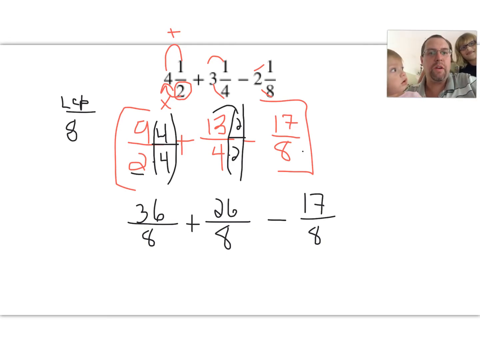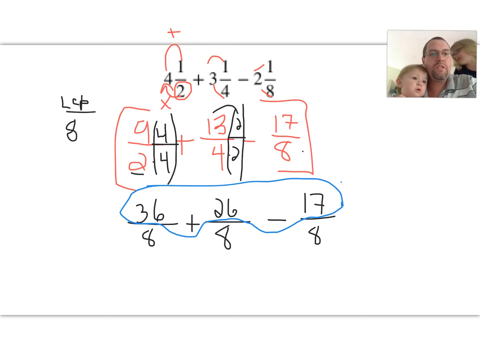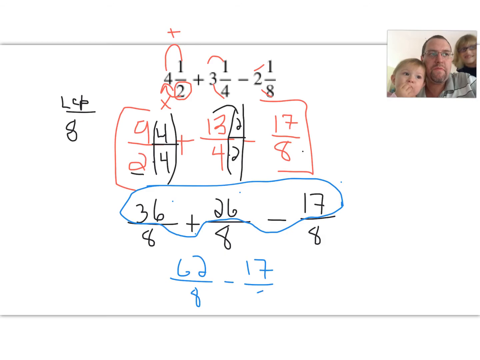All right, so now at this point, now we can go across the tops. Okay. Do this up. So 36 plus 26. Okay, 36 plus 26 is going to be 62, right? So when we add these together, you get 62 eighths minus 17 eighths. Okay. And now we subtract. So 62 minus 17 is going to be 44. No, not 44. It's going to be 45. So 45 over 8.